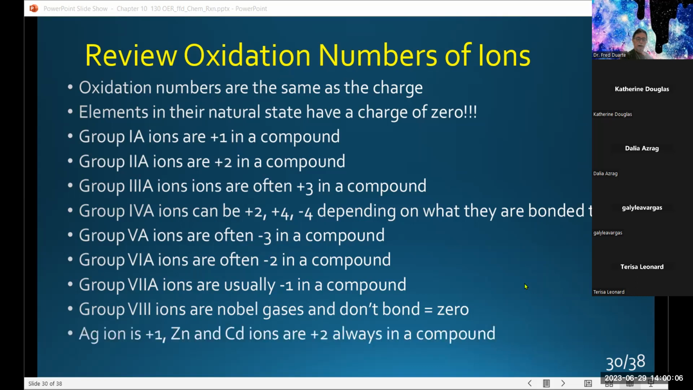Now, besides group 1, group 2, and group 3 metals, we also include, if you recall, silver, which always has a +1, and zinc and cadmium, which always have a +2. Remember, they are part of the sweet 16. We have an exact and constant oxidation number, and that being the case, they don't require Roman numerals in the nomenclature of these metals. That means all the other metals require Roman numerals to distinguish which ion we are working with.